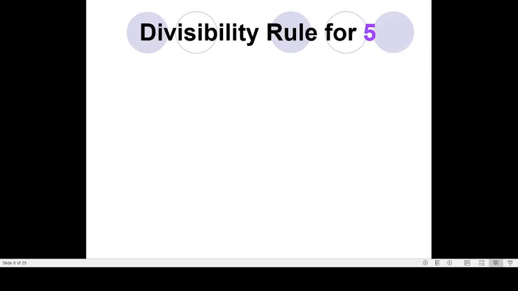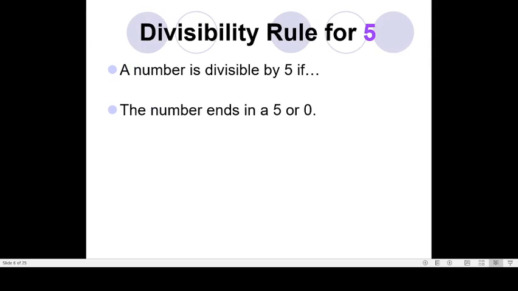Now divisibility rule for 5. A number is divisible by 5 if the number ends in a 5 or 0. Means if the last digit is 5 or 0, then the number is divisible by 5. For example, 4000. So here the last digit is 0. So it is divisible by 5. Same way 215. The last digit is 5. So we can say 215 is divisible by 5. 355 divisible by 5.